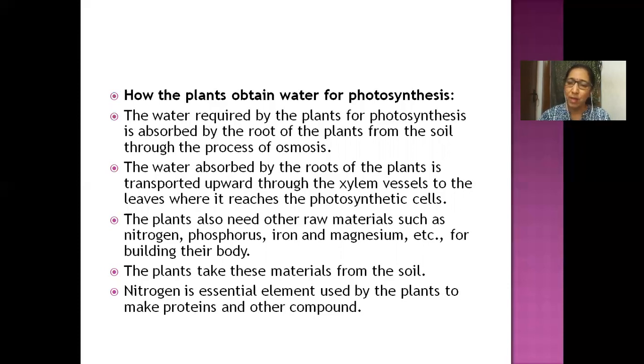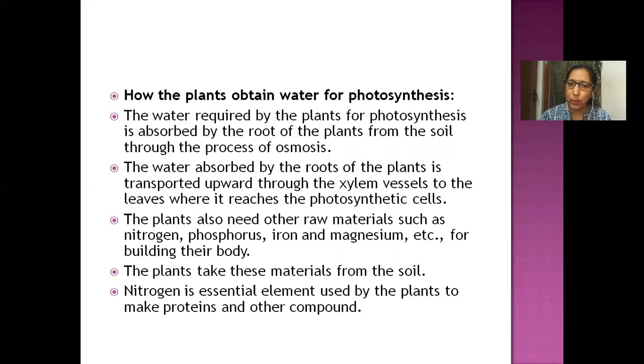Osmosis can be defined as the movement of only the water molecules from their higher concentration region to their low concentration region across a semi-permeable membrane, right? The water absorbed by the roots of the plant is transported upward through the xylem vessels. Xylem vessels help in the transportation of water from the roots to the leaves.